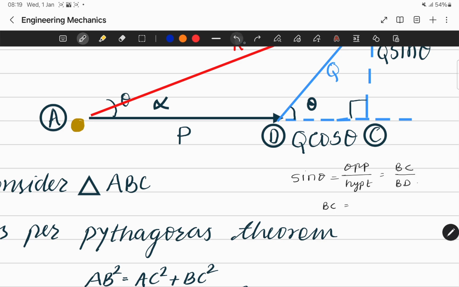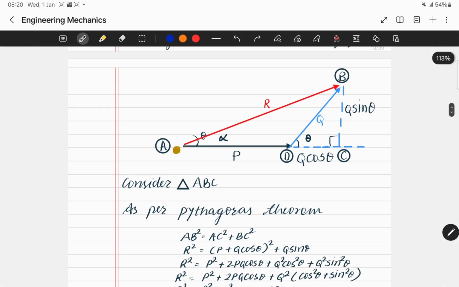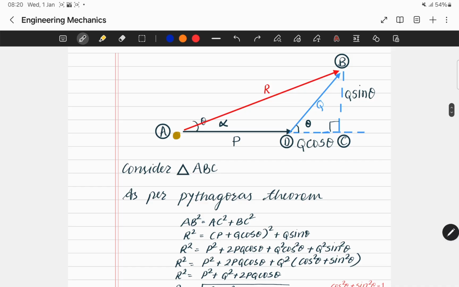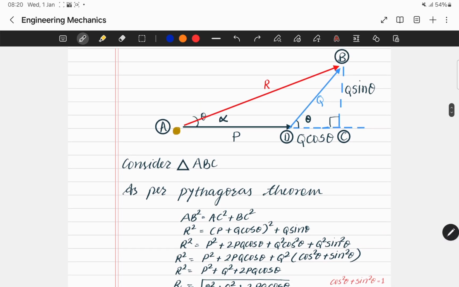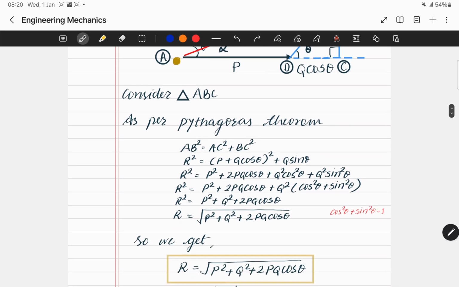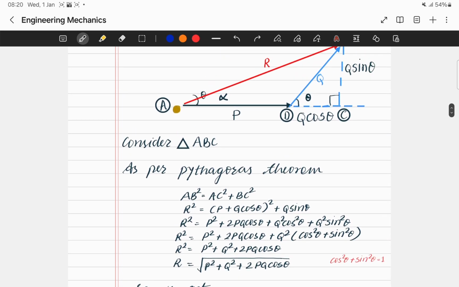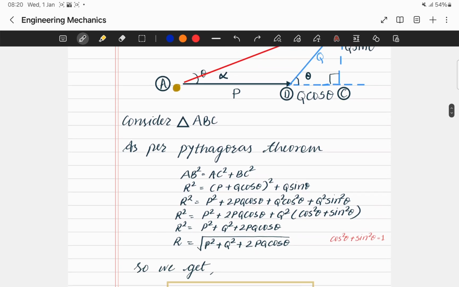Now consider triangle ABC. As per Pythagoras theorem, as this is a right angle triangle, AB will become the hypotenuse. So AB square is equal to AC square plus BC square. AC is nothing but P plus Q cos theta, and BC is Q sin theta.